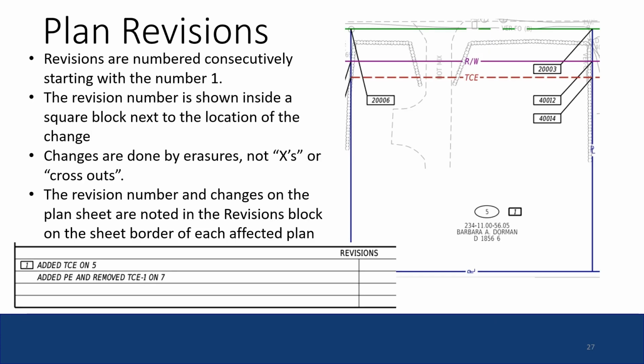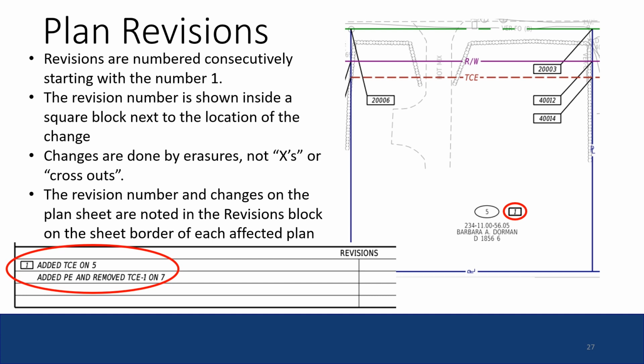Plan revisions are numbered consecutively starting with the number 1. The revision number is shown inside a square block next to the location of the change. Changes are done by erasures, not X's or crossouts. The revision number and changes on the plan sheet are noted in the revisions block on the sheet border of each affected plan sheet.